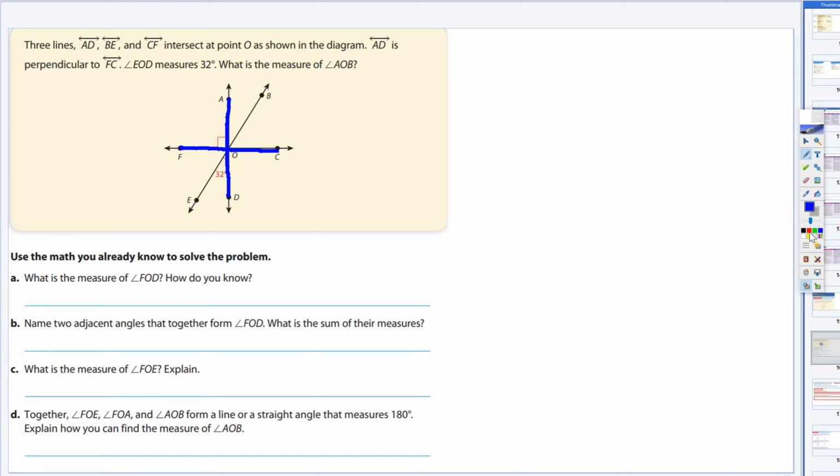Let me use a different color here so we can see that. Remember, follow the points. FOD. Middle letter is the vertex, right? There it is. FOD is 90 degrees. Let me make that a little bit clearer so we can see it. If I take away this ray OE and this angle for a sec, you can see that angle FOD is 90 degrees.